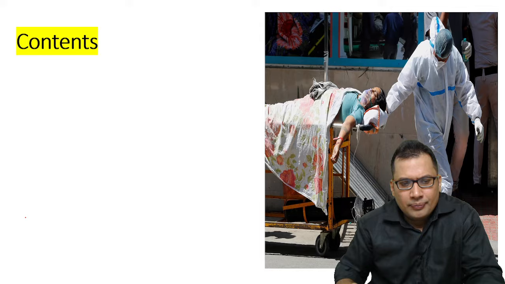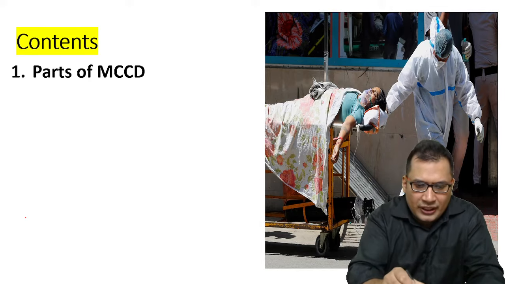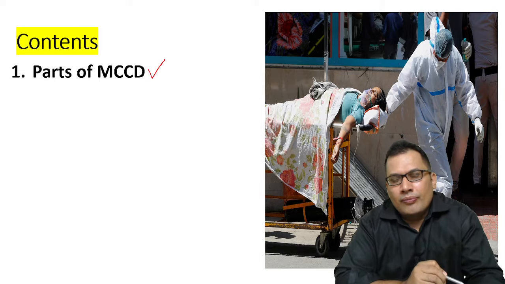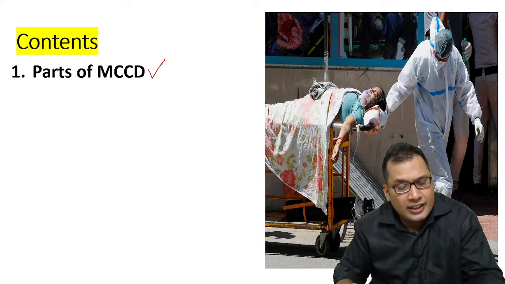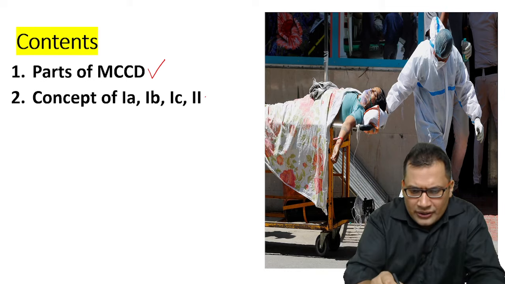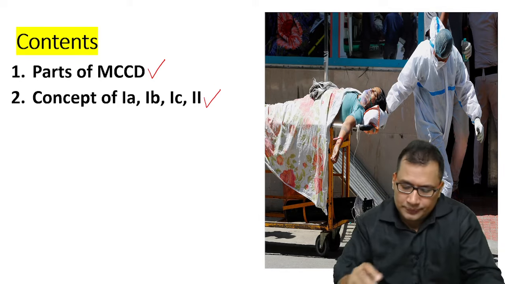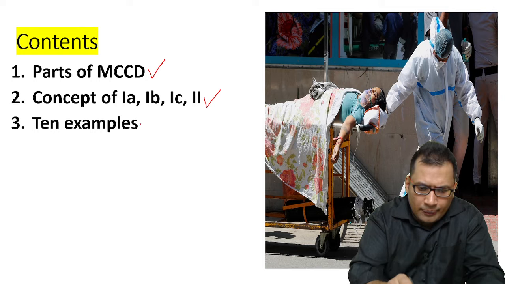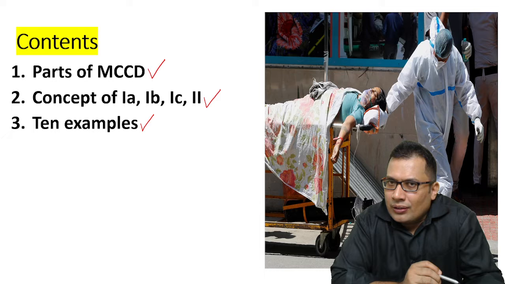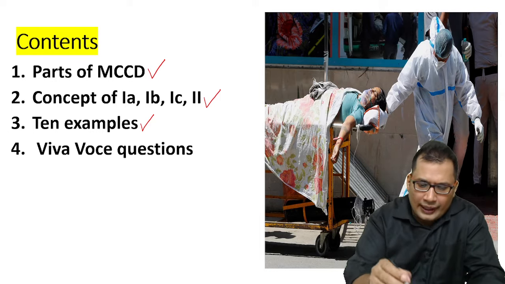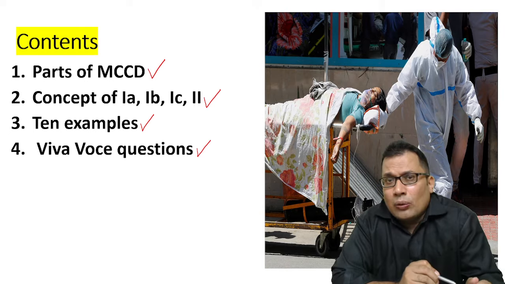In this session, I'm going to discuss what are the parts of the MCCD. So what are the parts of the death certificate? And the checklist. What is the concept of 1A, 1B, 1C and 2? Then some important examples. And lastly, what are frequently asked questions in your Viva course?